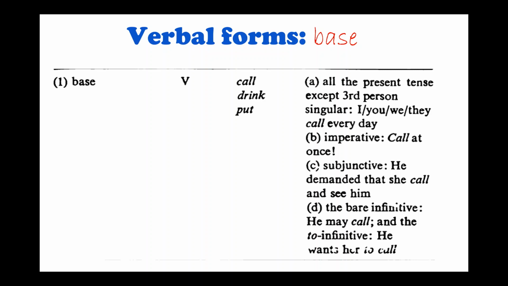The third scenario in which we use verbs in their base forms is when we have the subjunctive construction. As you can see in the example, he demanded that she call and see him. Now, call and see him are being used in their base form. We did not add an ed. If you pay attention to the verbs call and see, both of them are used in their base forms, that is without any addition.